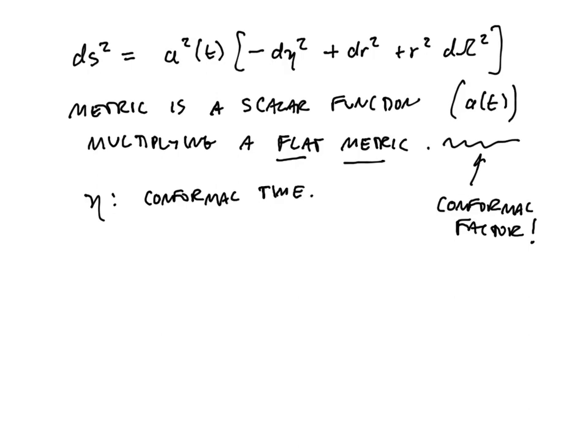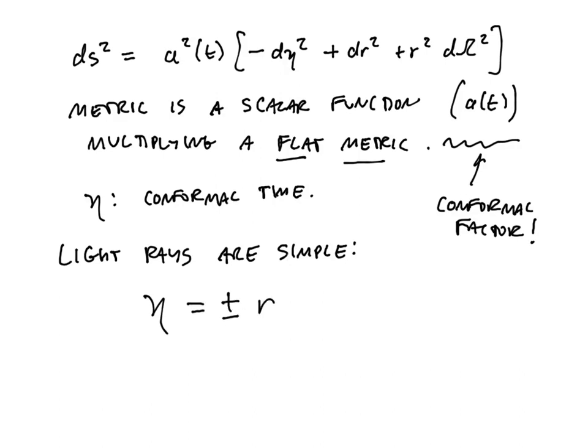Okay, so that's just terminology, it's not terribly important. Why do we put things into conformal form? Well, the thing that's nice about conformal form is just that light rays are very simple in conformal form. For example, it's very easy to see that in this conformal form, radial light rays just satisfy eta equals plus or minus r. Okay, and again, we're familiar with this from our work on black holes.